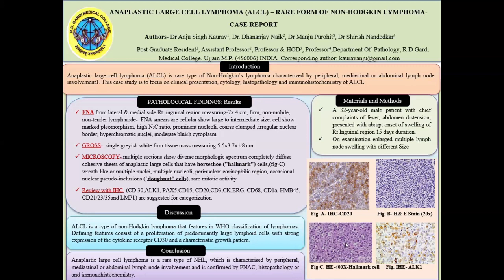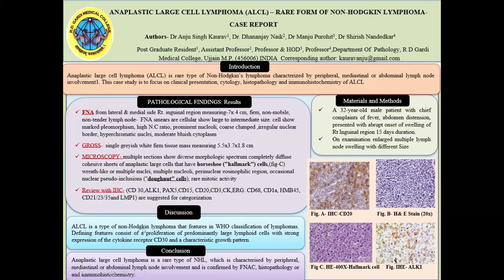Now we can see multiple nuclei, perinuclear eosinophilic region, occasional nuclear pseudo-inclusions, doughnut cells, and rare mitotic activity. IHC was also done for CD30, ALK1, PAX5, and CD15, and is suggestive for categorization.